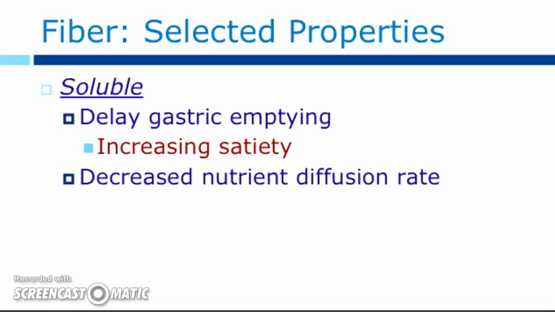Soluble fiber has additional beneficial physiological effects. Due to its ability to bind water and its viscosity, it delays gastric emptying, holding food in the stomach longer. This will increase satiety and may also increase levels of satiety hormones, including glucagon-like peptide 1, or GLP-1, and peptide YY, or PYY. The viscosity of soluble fiber also decreases the rate of nutrient diffusion into the gut, which attenuates or slows the increase in blood glucose after consuming a carbohydrate-containing meal.